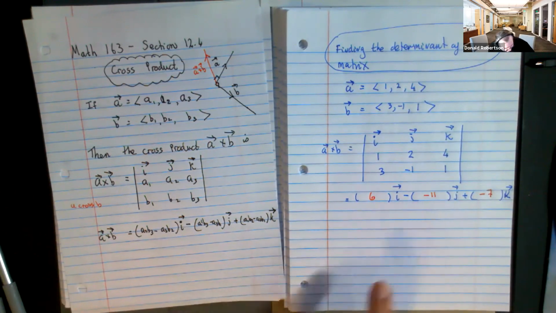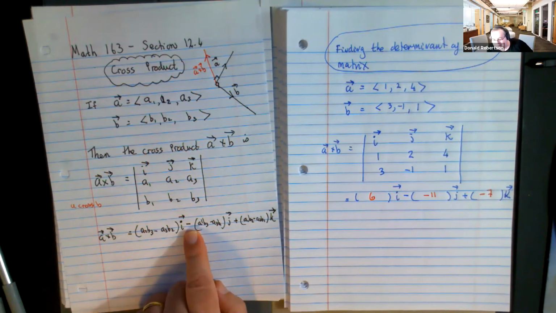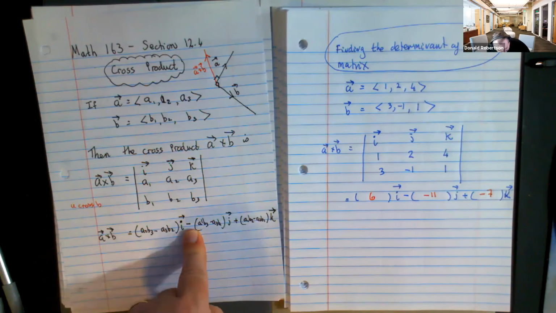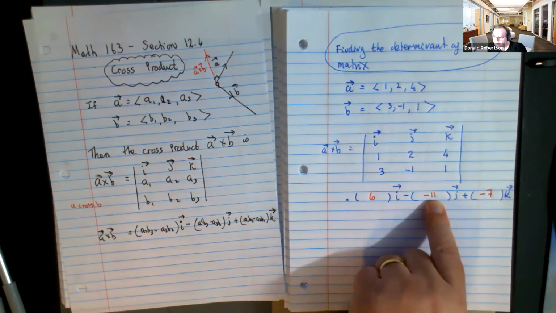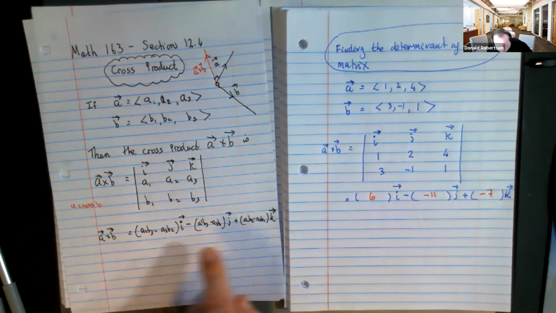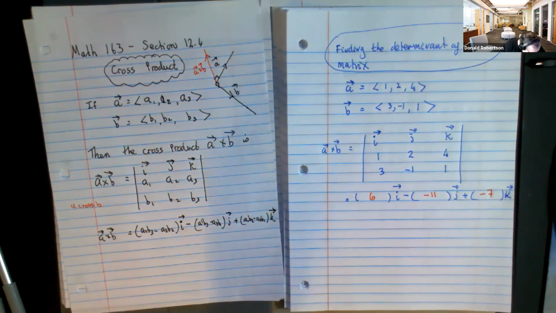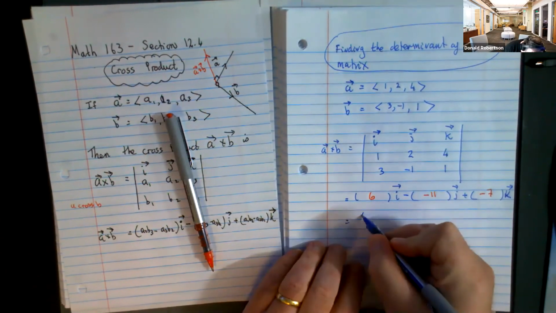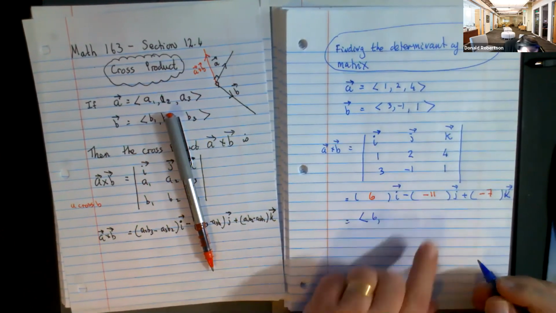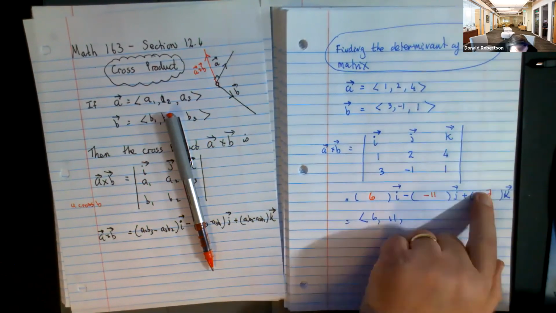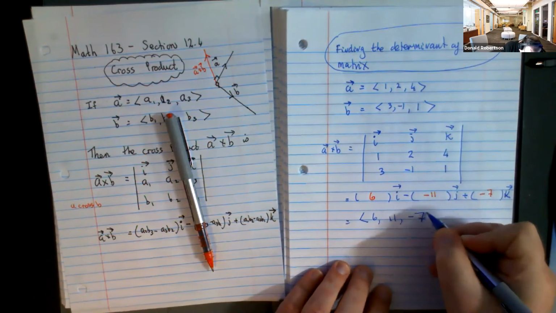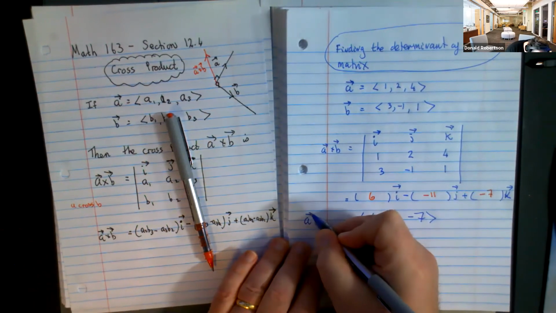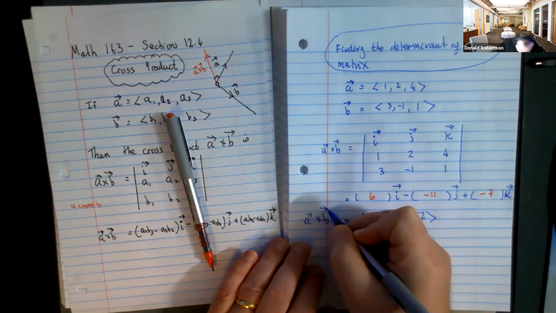Do you notice that it's part of the formula, and there's a reason for it, you just have to trust it. Do you notice that the middle one is always a negative of the j? See that negative? Right, so I'm ready. I got the answer. 6 of these, -11 gets you +11 of those, and -7 of those. I have now got my cross product.